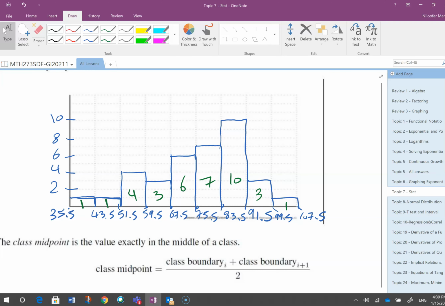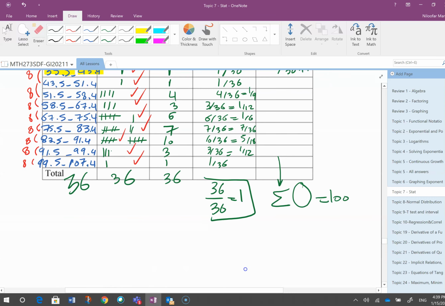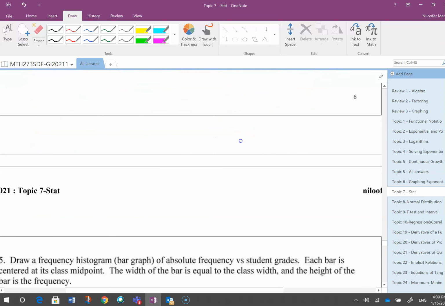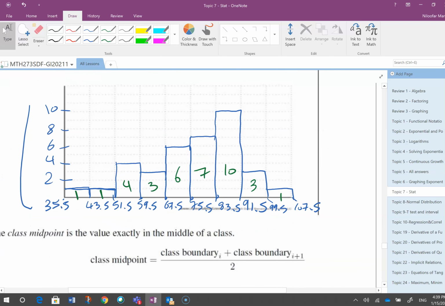So here I do 1 to 10 because, look at this, I see 1 to 10 for frequency. I don't have more than 10. Okay. And then I do this: 1, 1, 4, 3, 6, 7, 10, 3, 1. So I can make it.